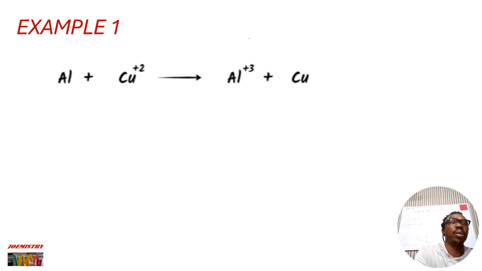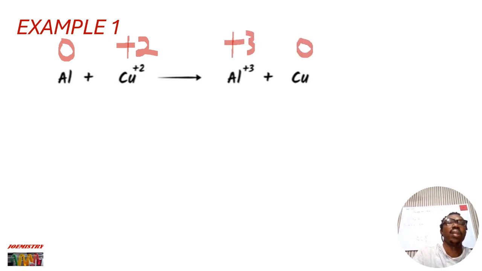So the oxidation number of aluminum is 0 on the reactant, the oxidation number of copper is +2, the oxidation number of aluminum is +3, and the oxidation number of copper is 0. So we'll balance what? We'll have to write down the oxidation number of each element or ion that is present. Then the next step is to divide the equation into two half cell equations, which are the oxidation half cell equation and the reduction half cell equation.